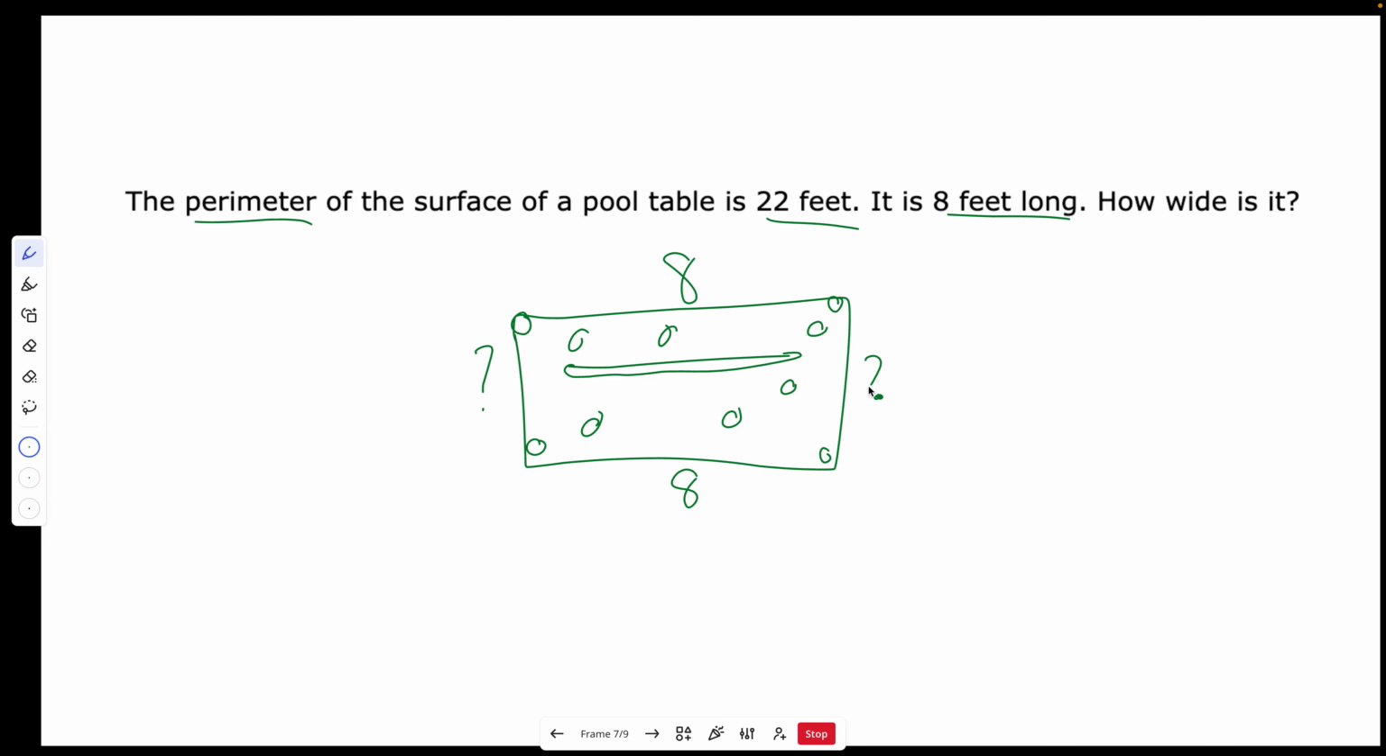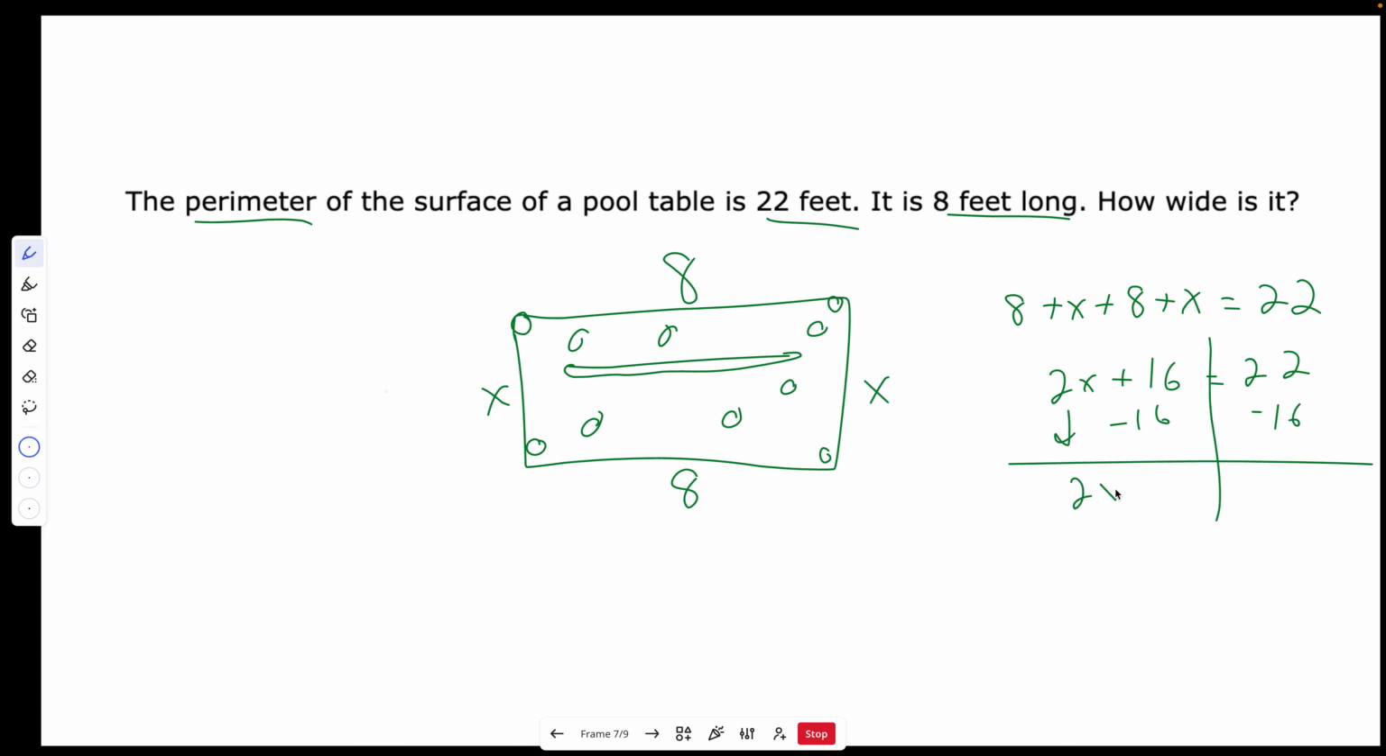I'm going to show the equation way. Instead of putting a question mark, let's put an x, because we don't know what it is, so we'll just call it x. Now the perimeter would be 8 plus x plus 8 plus x equals the total perimeter, which is 22. Now we have an equation, and we should know how to solve this. 2x plus 16 equals 22. Subtract 16, you get 2x equals 6. Divide by 2, you get x equals 3. Final answer: 3 feet.